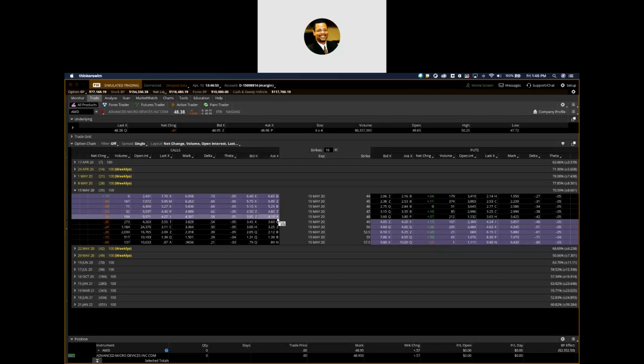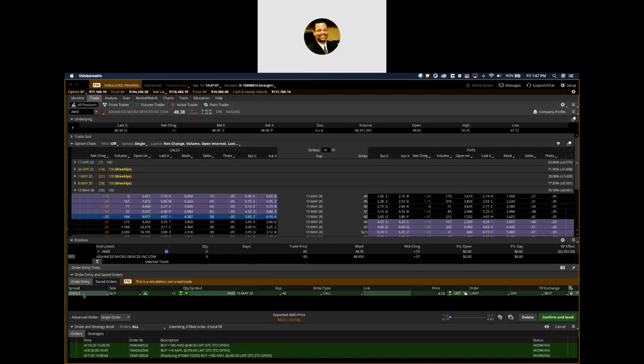The midpoint between these two, so that's 15, 25 cents. So 15, I'm going to make my price $4. So I click on the ask price. It brings up a single option order to buy one contract, which is equivalent to 100 shares of AMD that expire on the 15th of May.